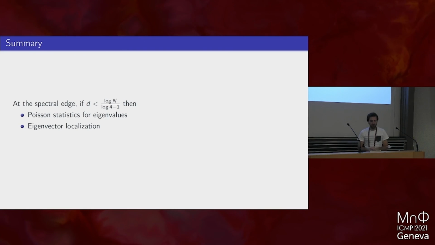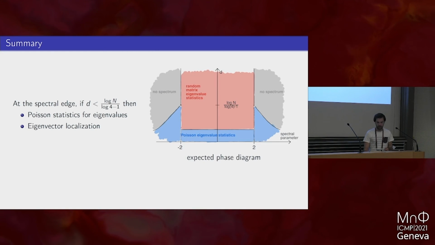Okay, that's all I wanted to say, so I'll just briefly summarize. So at the spectral edge, we proved that if d is smaller than log n divided by log 4 minus 1, and there's also some technical lower bound on d, then we obtained Poisson statistics for the eigenvalues and the localization of the corresponding eigenvectors. And so hopefully I convinced you that these Erdős-Rényi graphs are an interesting example of a random matrix model. And here, just to have an outlook, this is the expected phase diagram, so there's still some work to do here. And thank you very much for your attention.